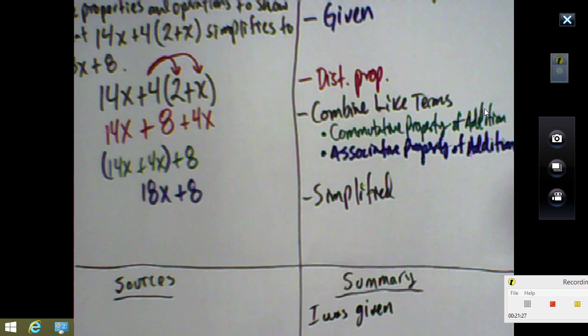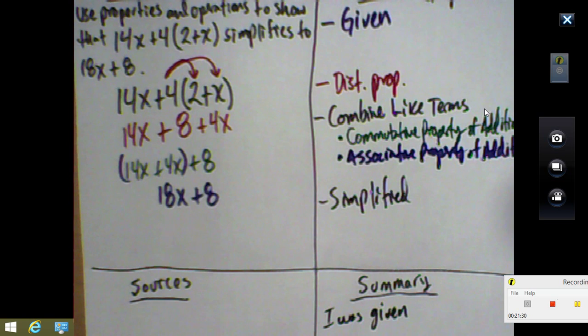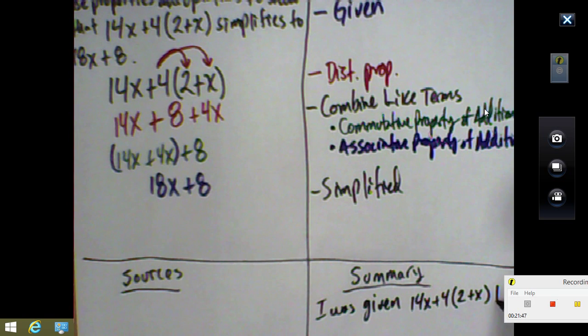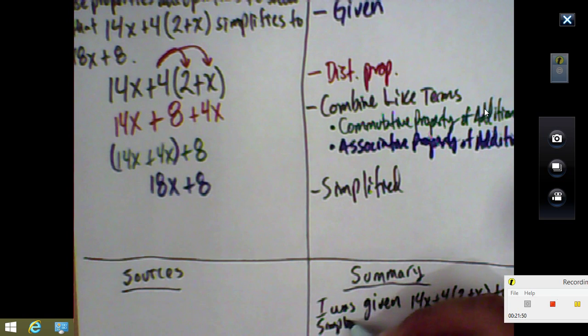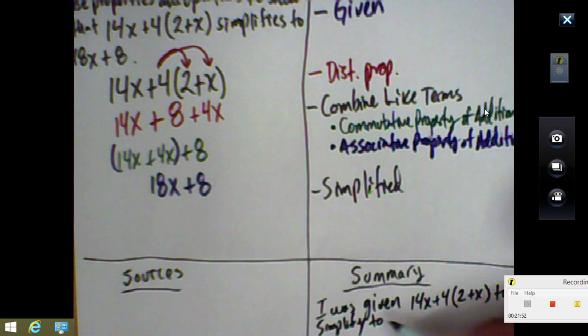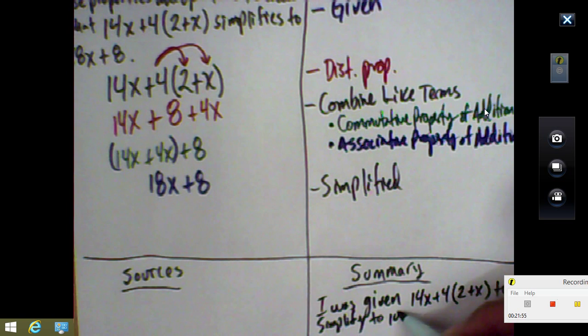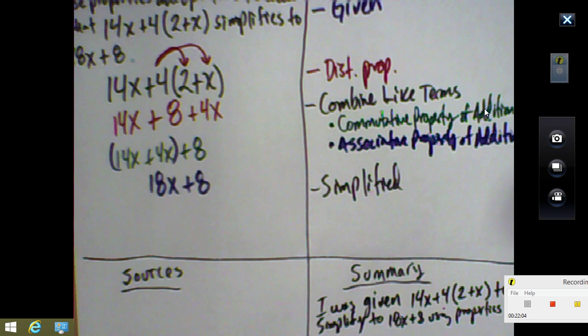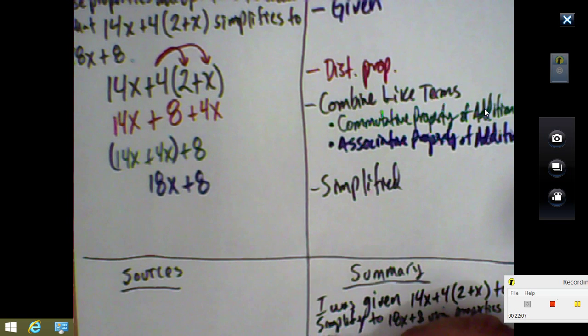What were we given? The expression. Let's write the expression that they gave us. 14x plus 4, parenthesis, 2 plus x, to simplify to 18x plus 8 using properties and operations.